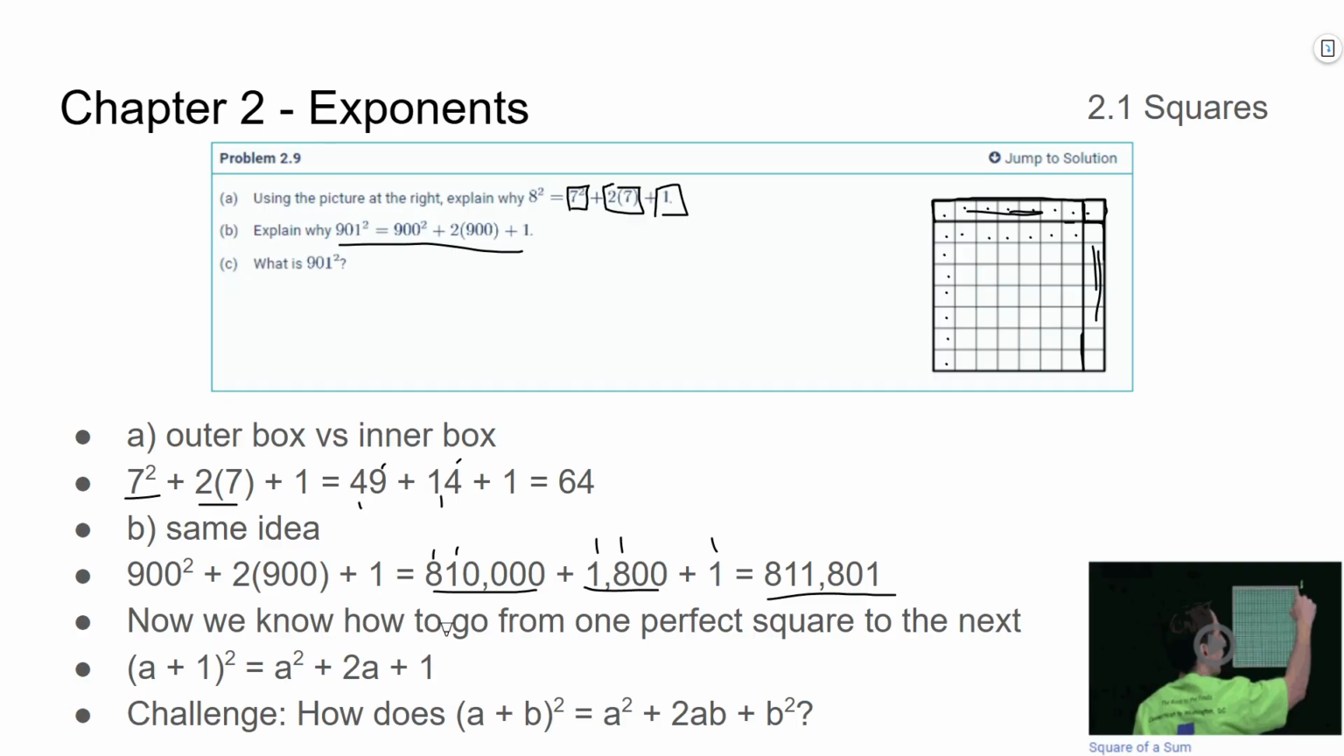All right, so now we know how to go from one perfect square to the next. Anytime we have any number, any A, and then A plus 1. For example, 901 squared is equivalent to 900 squared plus 2 times 900 plus 1. So we can bounce from one square to the next square, or in reverse, if we had something like 899, then we can bounce to the 900 square from that.